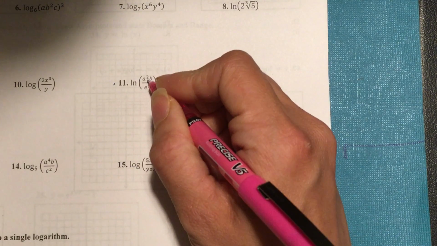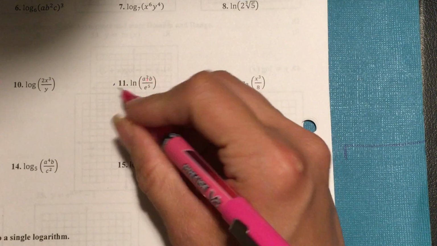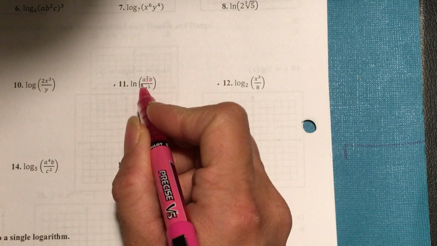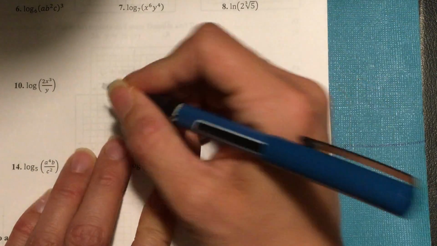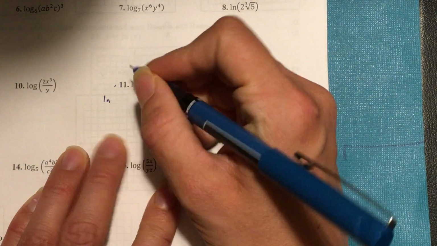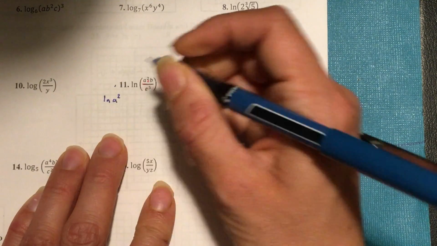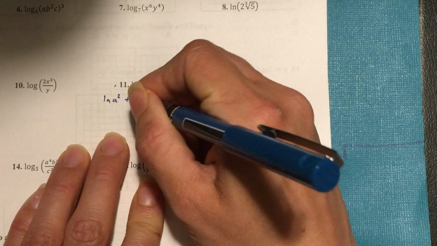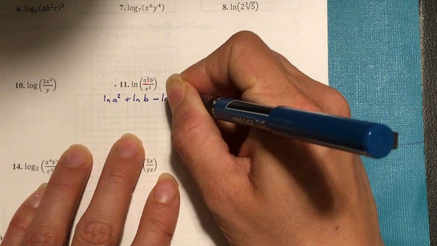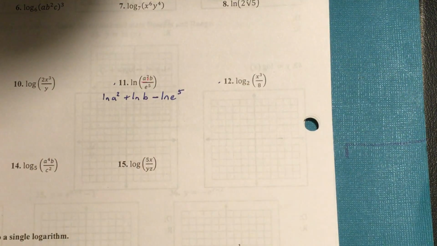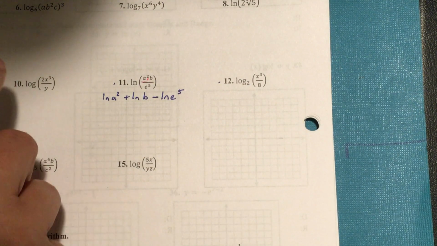First, looking at the operations we have within the answer part, I have multiplication going on between a squared and b. And I have division going on between the a squared b and the e to the 5th. So first, I'm going to change those operations into expansion of logs separated by addition and subtraction. So this will turn into natural log of a squared plus natural log of b minus natural log of e to the 5th. So remember, expand everything on the land.